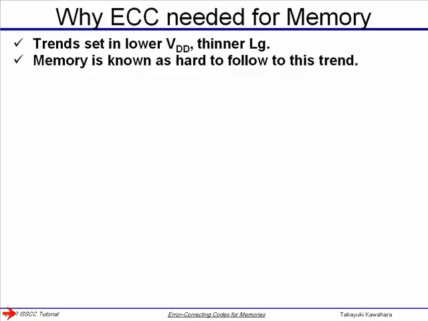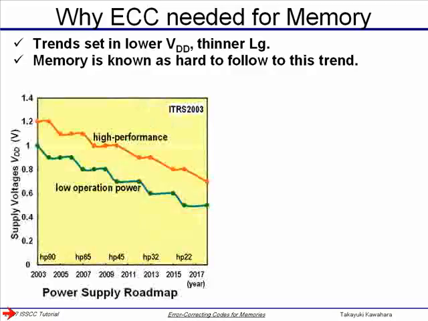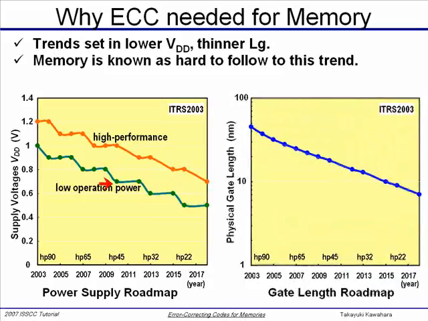One is this slide, which shows the power supply roadmap from the ITRS 2003. They say the supply voltage is reduced step by step. They say in 2010 it will be 0.7 volts. And also the physical gate length will continuously get thinner. For reliability reasons, the supply voltage will go down.